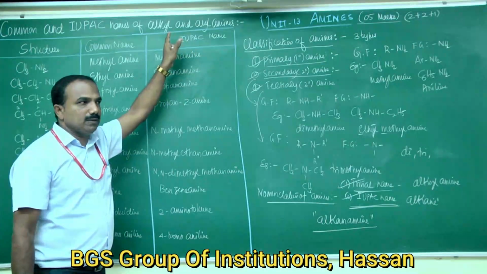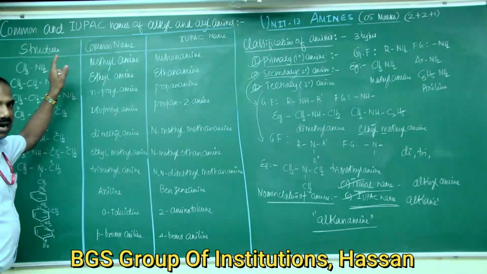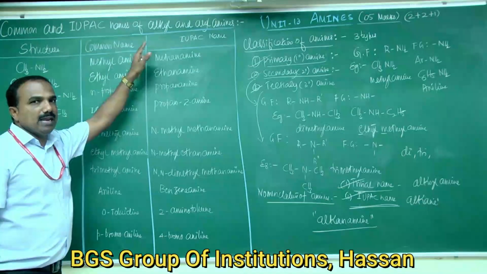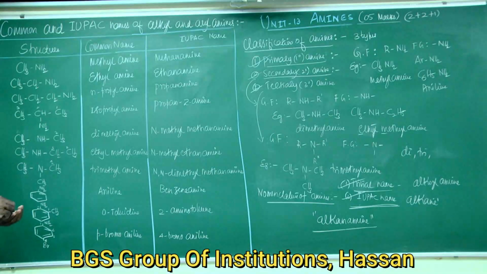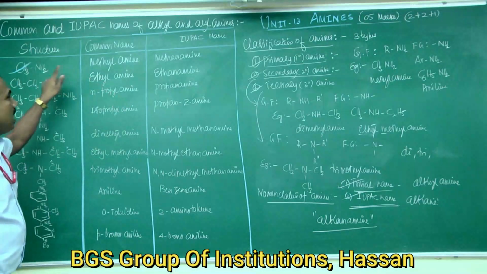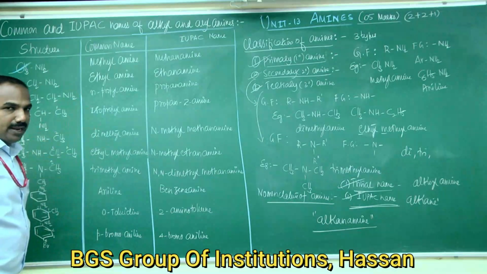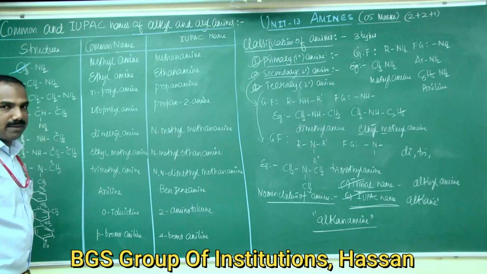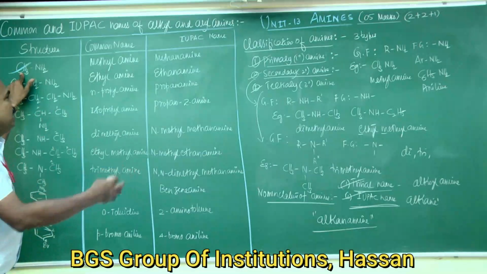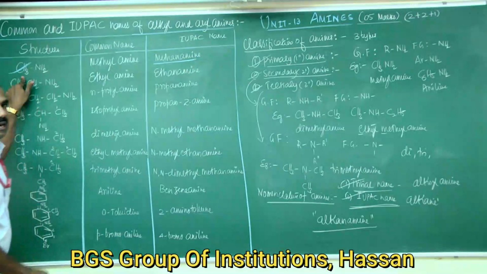I have written some examples of IUPAC names and common names of alkyl and aryl amines on the board. Take the first one. That is structure of amines, common names, IUPAC names. The first one is CH3NH2. The common name, in the common system, is alkyl group plus amine, so methylamine. In the IUPAC system, these are derivatives of alkanes, in which the E of the alkane is replaced by amine. One carbon atom, meth, single bond, an, derivative of methane. So E is replaced by amine. Therefore, it is named as methanamine.